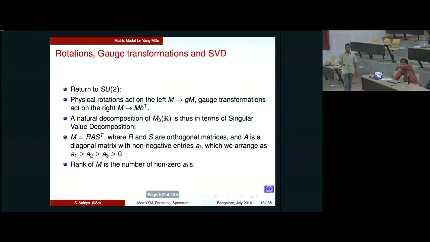The rank of M is, let me finish my sentence. As we know from singular value decomposition, the rank of M is simply the number of non-zero A's.